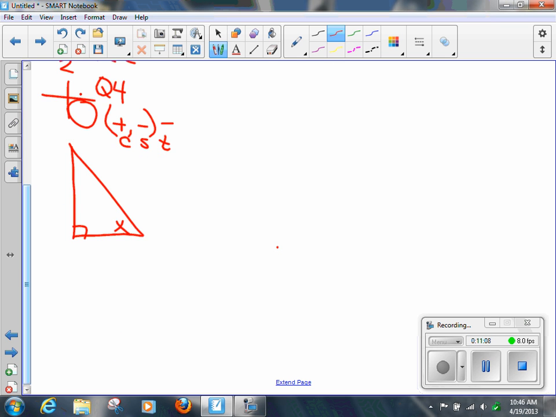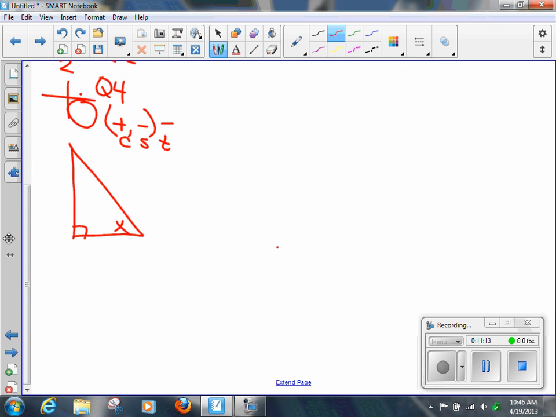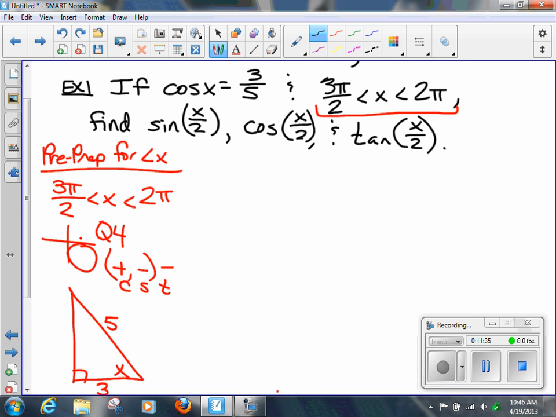Throw your x down there in the bottom, and it said the cosine is 3/5. So where's the 3, where's the 5? 3 is the adjacent, 5 is the hypotenuse, and thank God that this is a what? Thank goodness it's a triple. Because we're going to find the sine, the cosine, and the tangent, right? So for me, I'm going to find all of my values, my sine, my cosine, and my tangent. Okay?